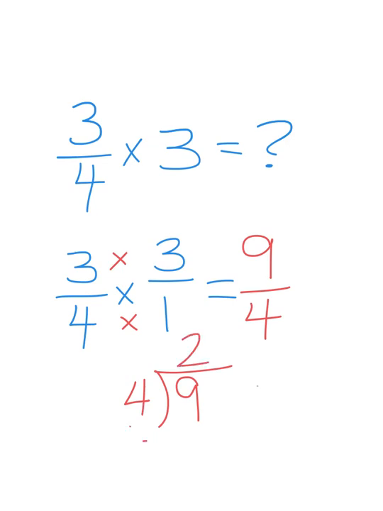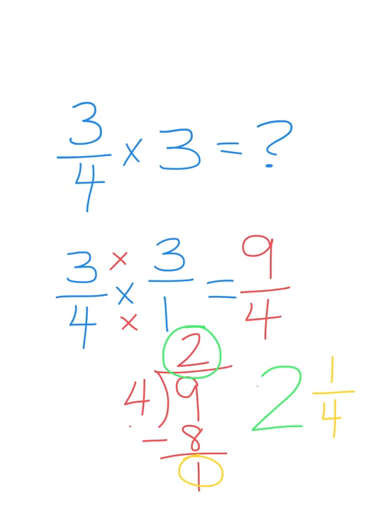Goes in there 2 times. We subtract and we're left with 1. So now this problem would be 2 whole cups and 1/4 of another. So then that would be a little bit faster to measure. You'd have 2 whole cups and 1/4.